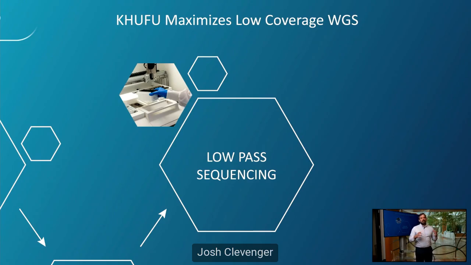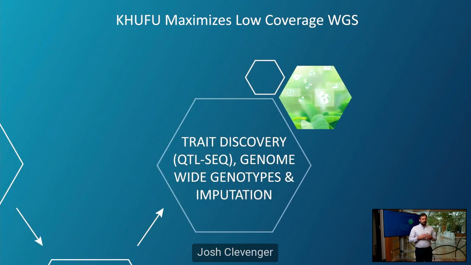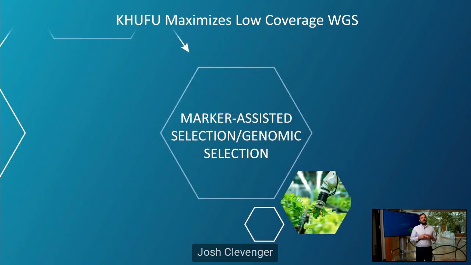So after we have the sequencing, we go through our Khufu core mapping and filtering. This is our step where we basically have a matrix of all the highest quality potential variants in the population. And that allows us to do all of the different analyses that we want to do, which include what I've talked about earlier, trait discovery with QTL mapping and QTL-seq, but also genome-wide genotypes, imputation, diversity analysis, parentage, all the things that you might want to do in your program. And then the final step, where we like to take it, is marker-assisted selection or genome-wide selection, which is really how quickly we can take the knowledge that we have and get it into an impactful product to the growers.